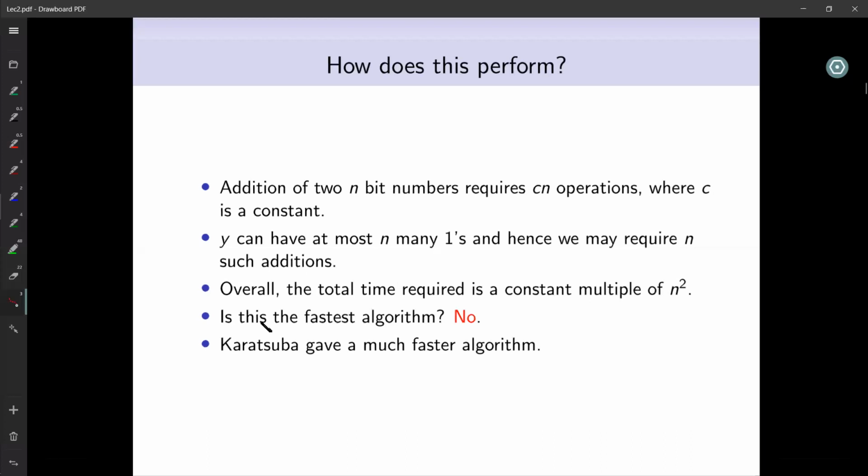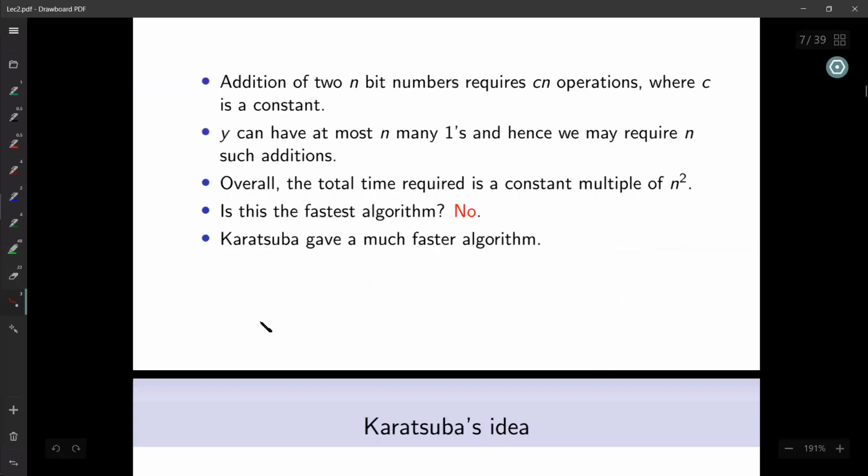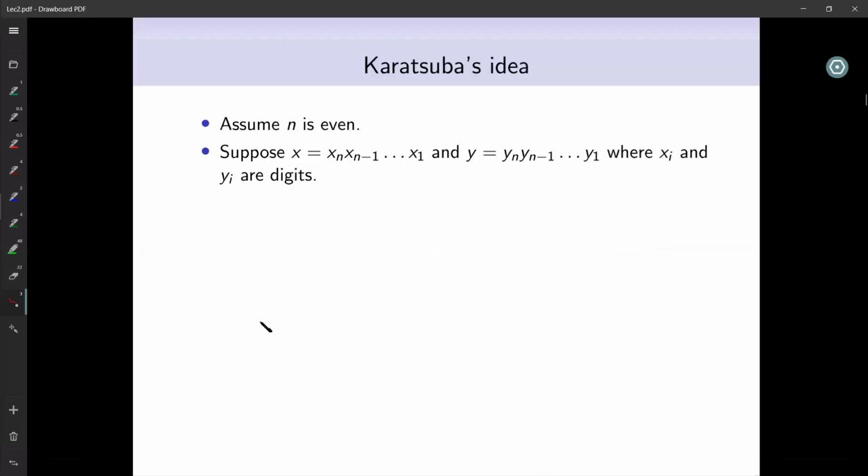So in 1962, a Russian mathematician gave a much faster algorithm for the same problem. Probably this algorithm was known much before, but it was formalized only in 1962. So the algorithm is simple. For simplicity, we'll assume that n is even. If n is odd, the algorithm will work fairly well. In fact, it's easier if we assume n is a power of 2. Let's not worry about that.